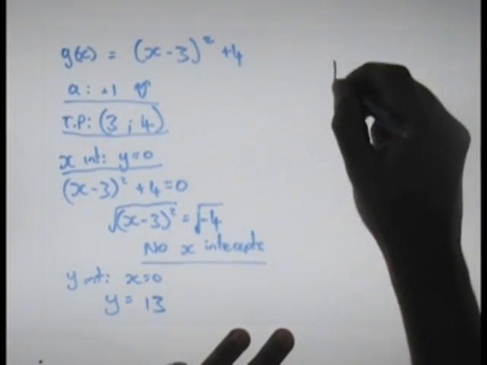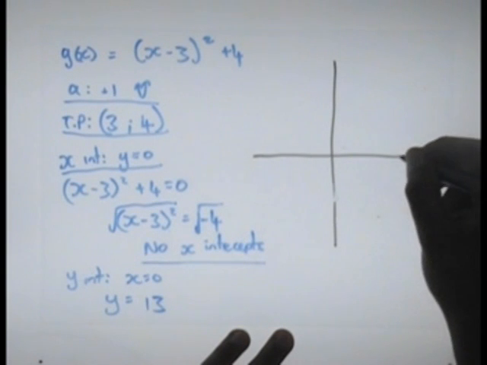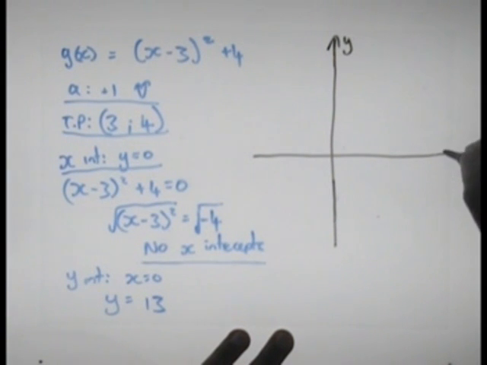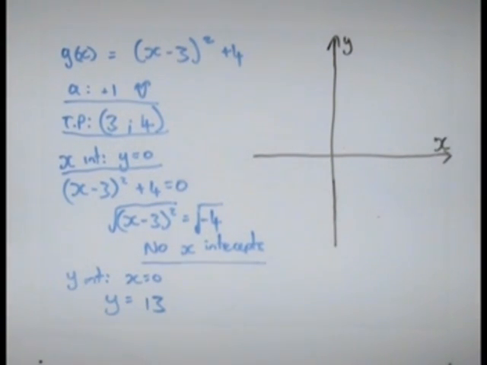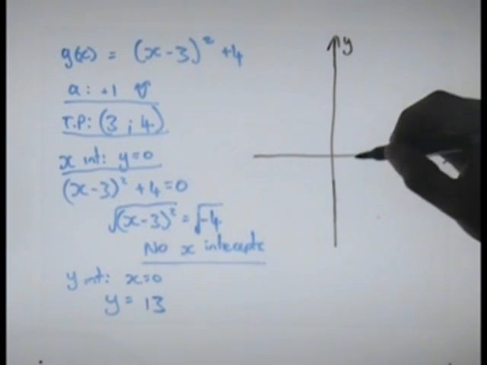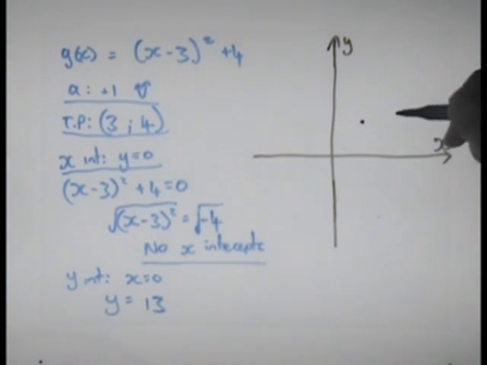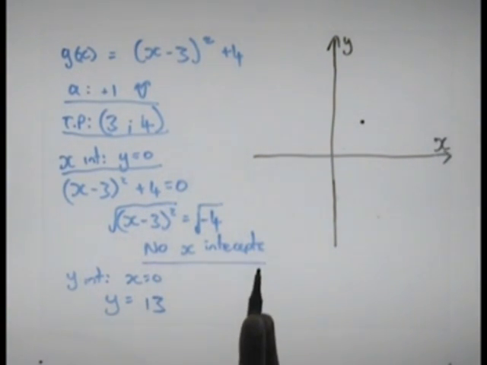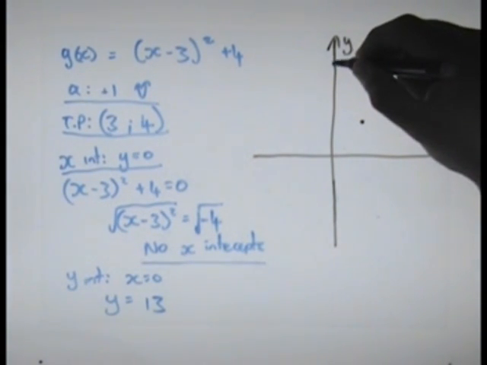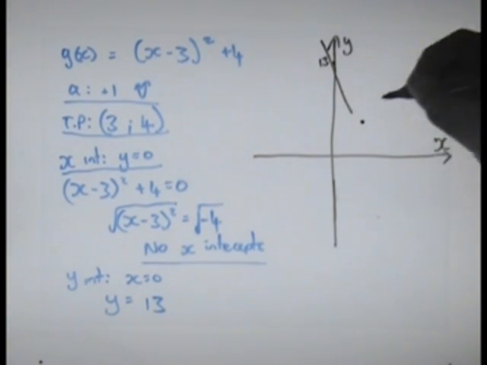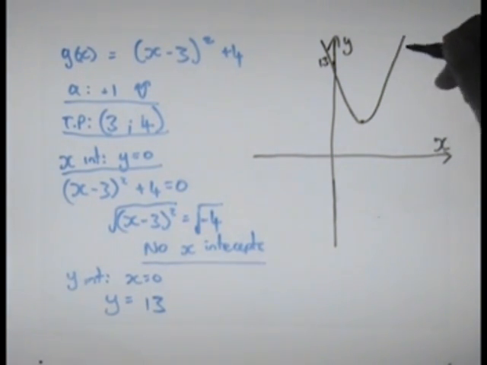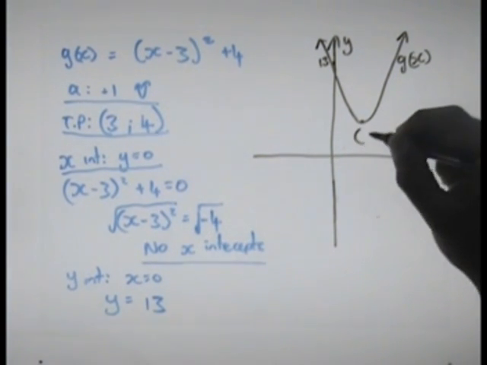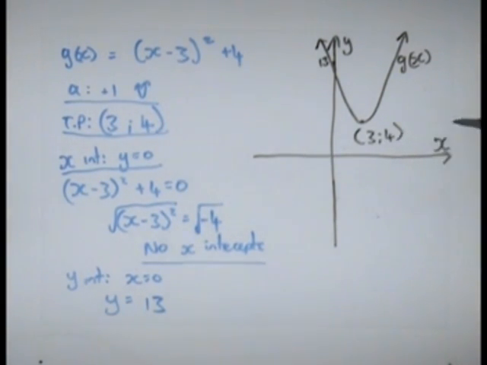Now let us look at sketching this graph. Again, I'm not going to do a very accurate sketch. I'm just going to do a more or less sketch. That's my y-axis, that's my x-axis. Please always label that. My turning point is at x is equal to 3, y is equal to 4. It's a smiley face graph, so you can see why there are no x-intercepts. My y-intercept is at plus 13, which means that my graph is going to look like this. And that's my graph g of x. Label it and label the turning point, which is 3 and 4.